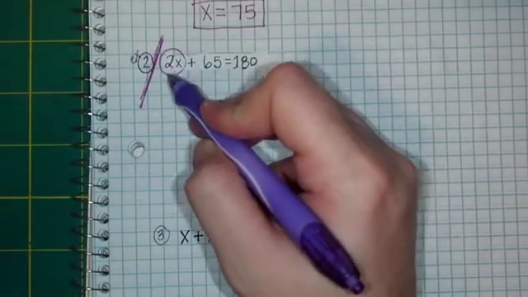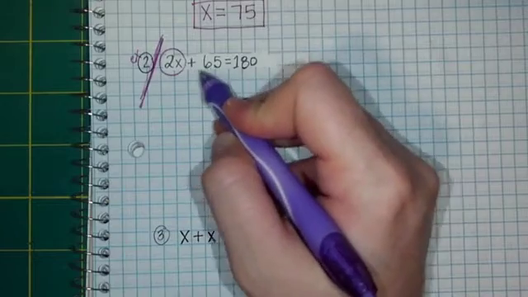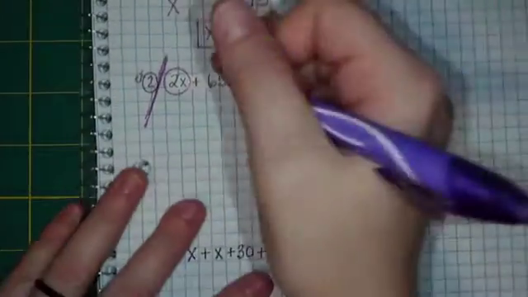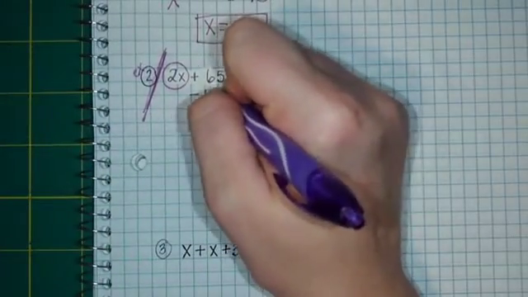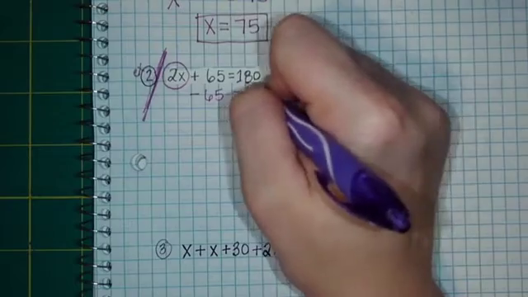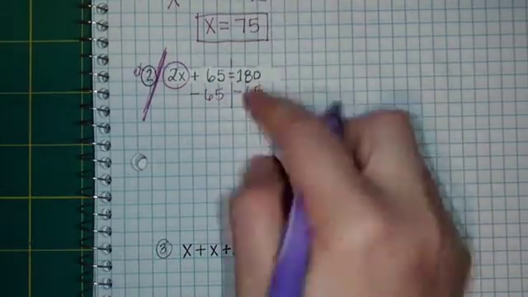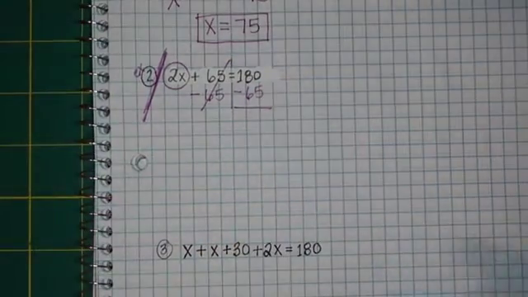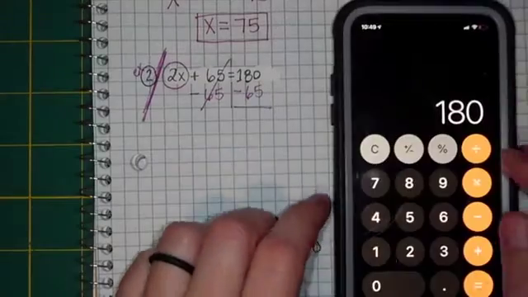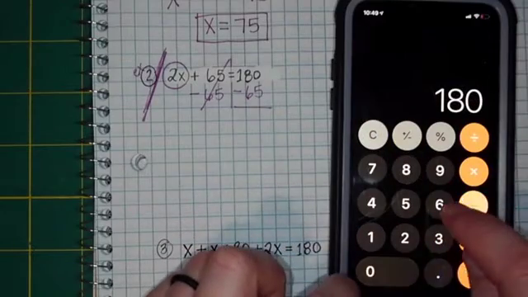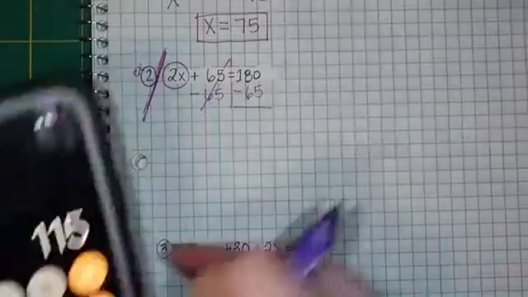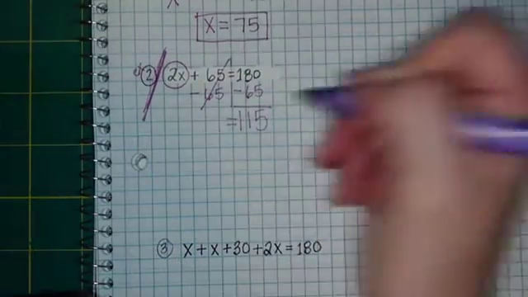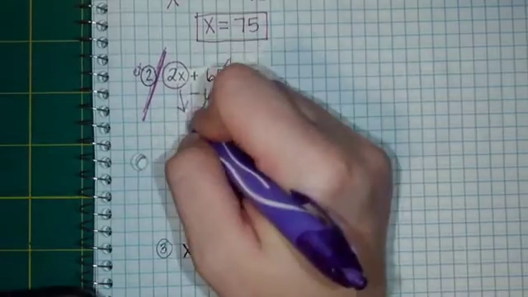So I'm gonna circle that, and I'm gonna do the opposite or the inverse of add. Just like we did here, I'm gonna do the opposite of add, which is subtract. So I'm gonna subtract 65 and subtract 65, because what I do to one side I have to do to the other. So 65 minus 65 will cancel. Then I'm going to get my calculator again. I'm going to do 180 minus 65, which is 115. Bring down the equal sign. Bring down the 2x.